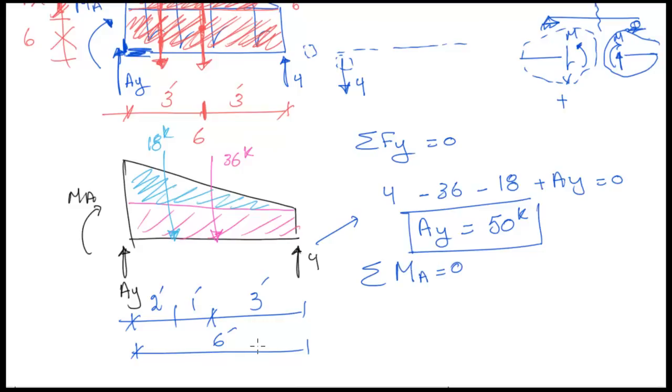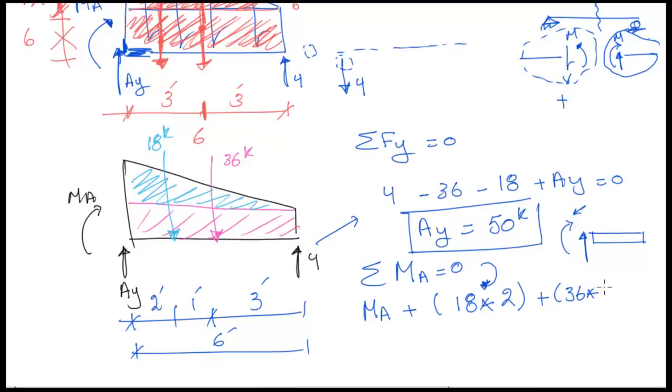That's AY, and now I take the summation of the moments about A to be 0. So I will have MA plus 18 multiplied by 2. Now, what is the direction of the rotation? It's this way. Is it positive or negative? Remember, we are looking at this side, the right-hand side, where this is our positive direction now. So this one is positive.